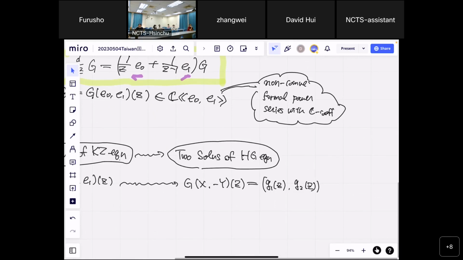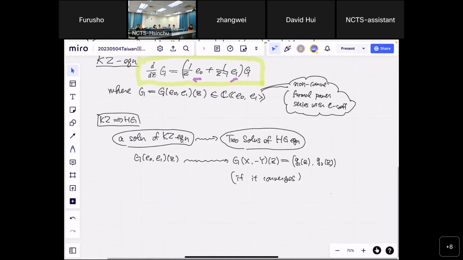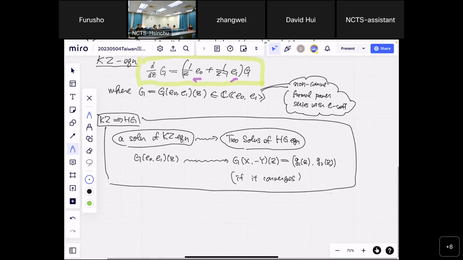You must be careful. You have to check the convergence. Because this is an infinite summation, it might happen that this infinite summation diverges. But in most cases, it converges. It is not a proof, but it is working. This is a relationship of the KG equation and the hypergeometric equations.